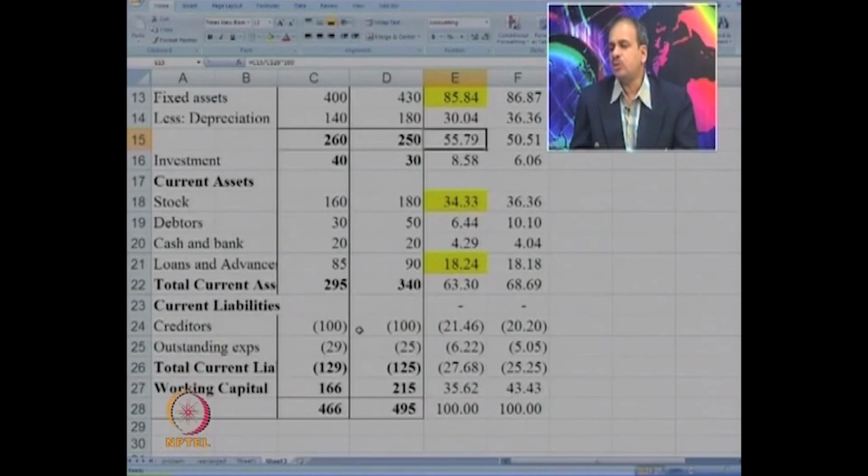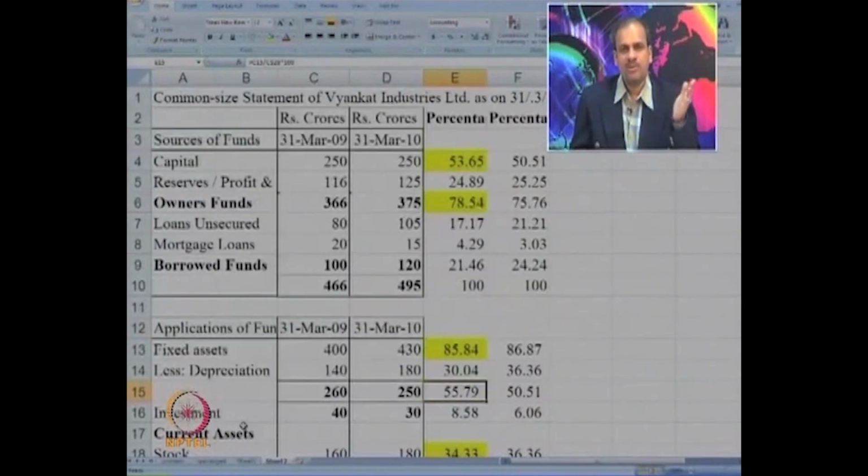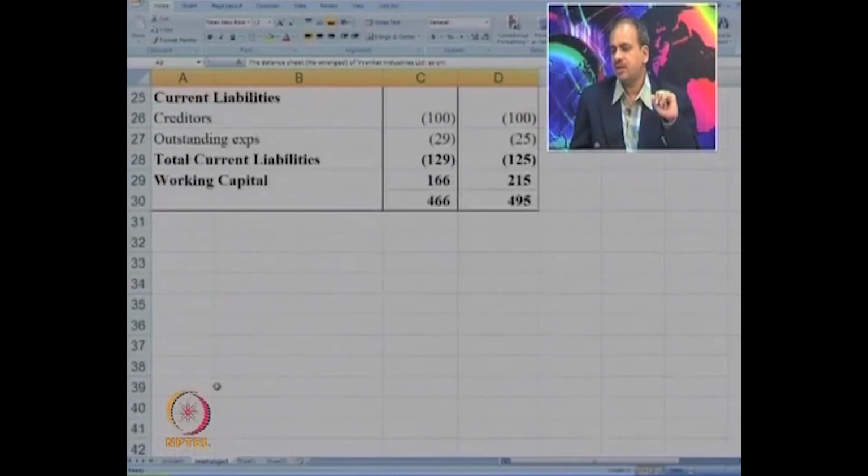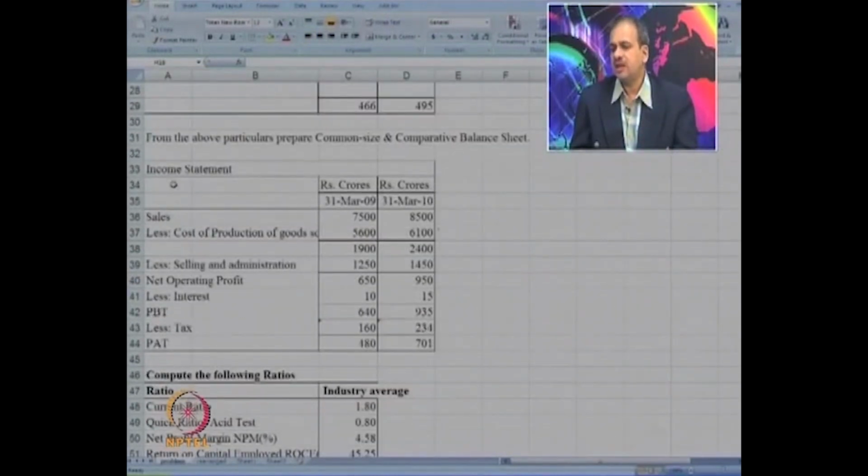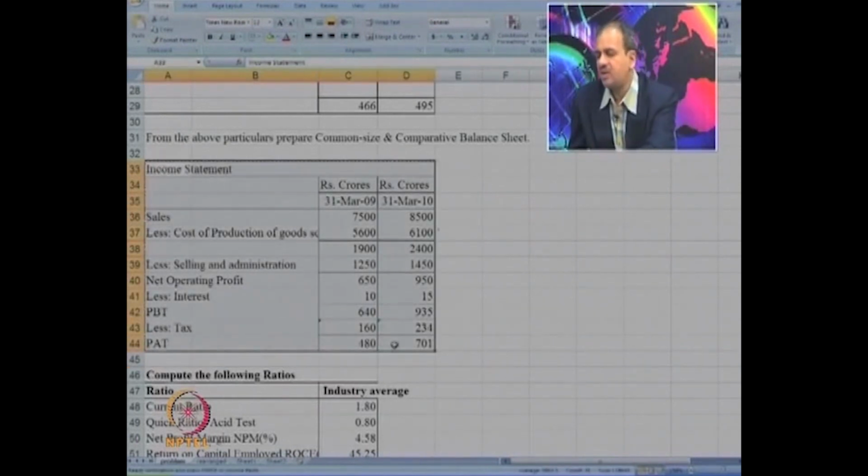Now, let us try to do both a comparative income statement and a balance sheet. Let us try to make both common size and comparative, but for an income statement. Now, this was an income statement which was given to us. Let us try to make a common size and comparative statement using these data.